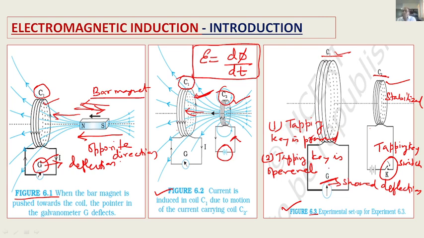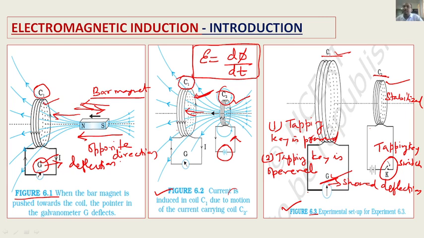Similarly, when the tapping key is opened also and we are allowing the current in the coil C2 to get reduced, to collapse, to come to zero, a deflection is shown in the galvanometer in the opposite direction in coil C1, and when the current totally stopped in coil C2, the galvanometer also stopped showing deflection. Right?